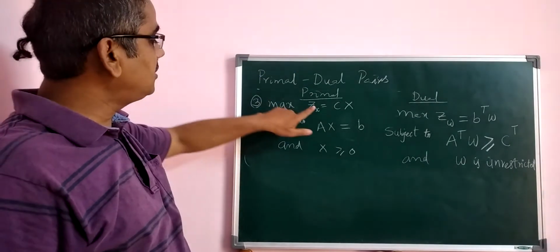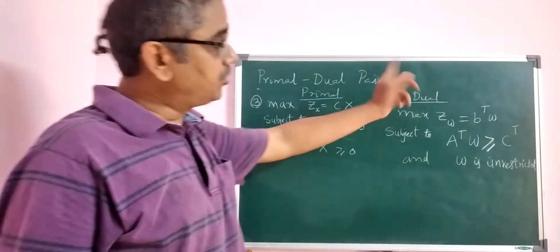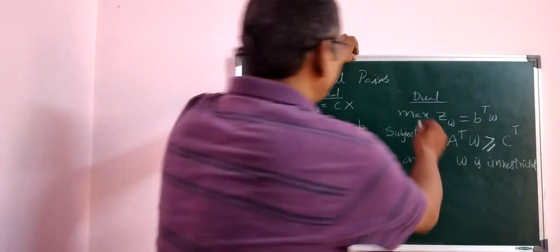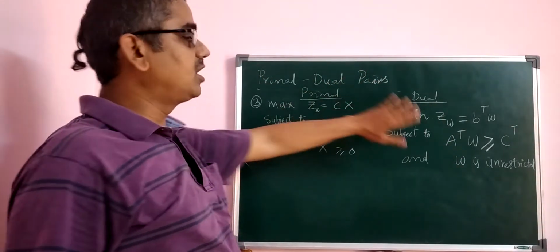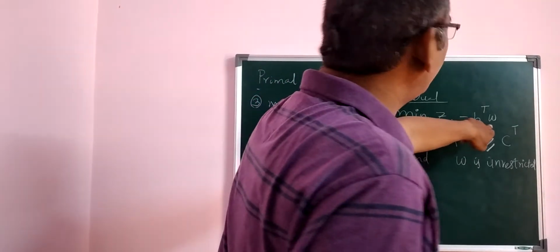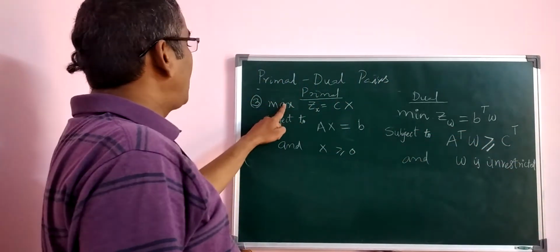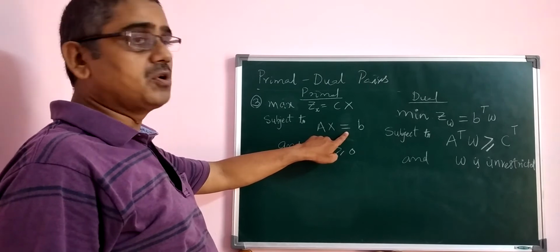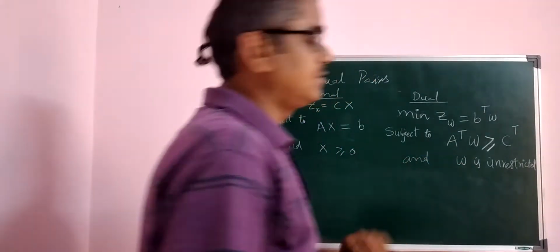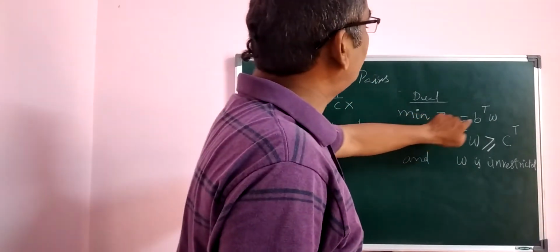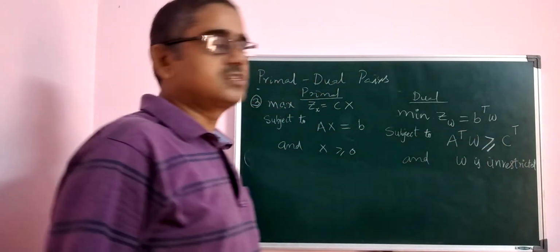This is the primal to dual pair. If maximize Z = cx subject to Ax = b and x greater than or equal to 0, then its dual becomes minimization, not maximization. It is standard: if it is maximization, it becomes minimization. Minimize Z(omega) = b transpose omega subject to constraints A transpose omega greater than or equal to c transpose. Remember, maximum with equal to becomes minimum with greater than or equal to, and omega is unrestricted.